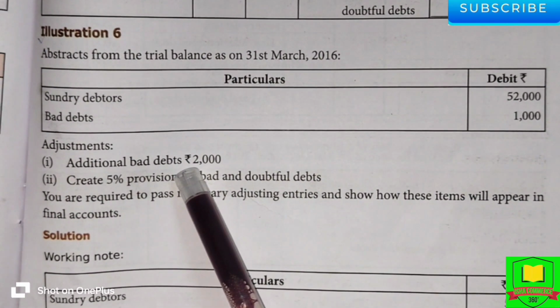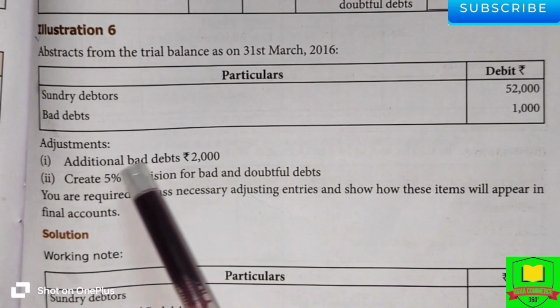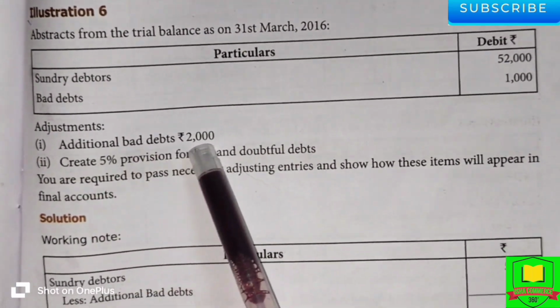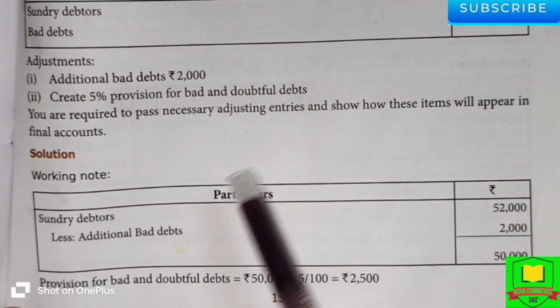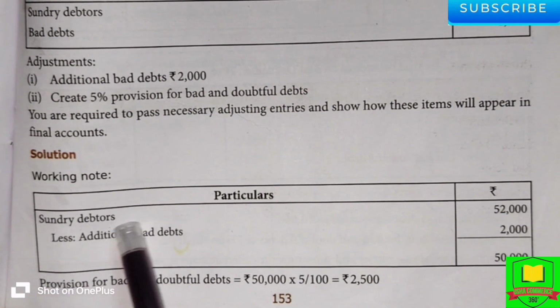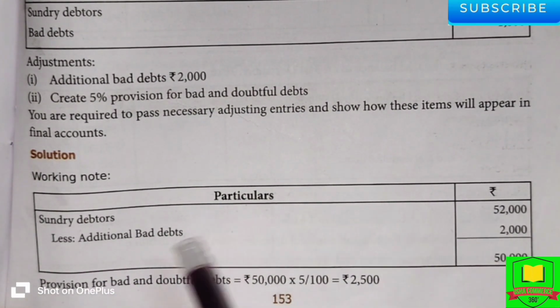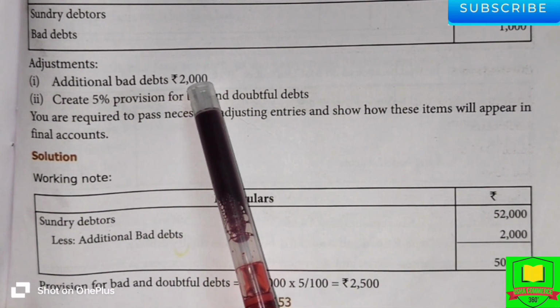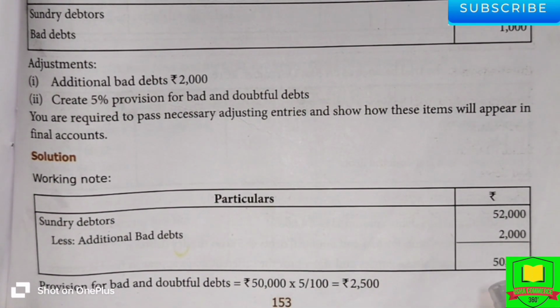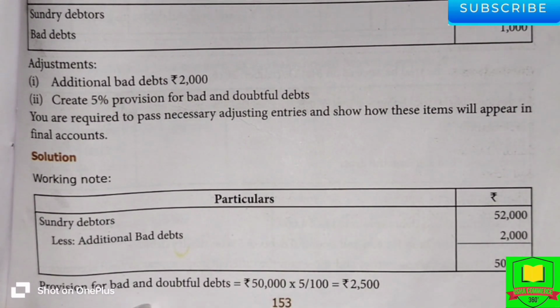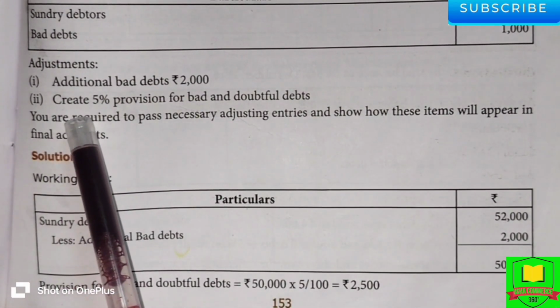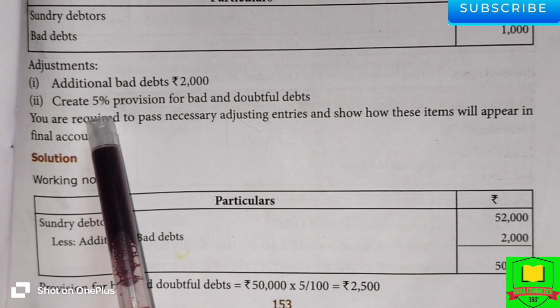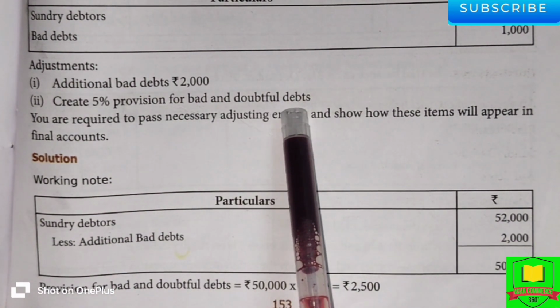So first of all we are going to subtract that 2,000 rupees additional bad debts from the sundry debtors. From sundry debtors 52,000 we have to subtract additional bad debts 2,000 rupees, and we will get 50,000. From that 50,000 only we are going to find out 5% for provision for bad and doubtful debts.